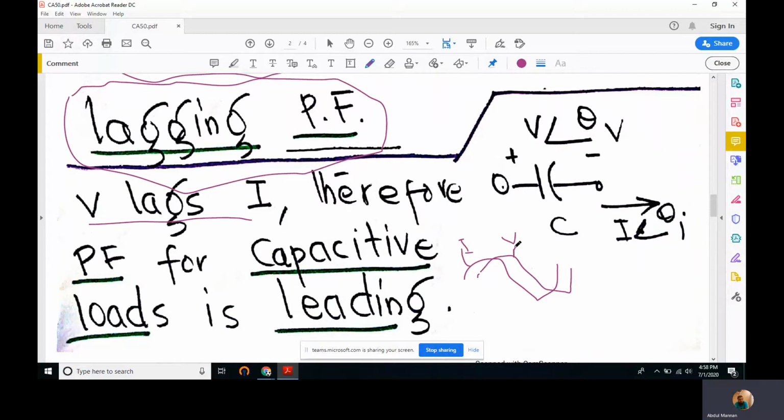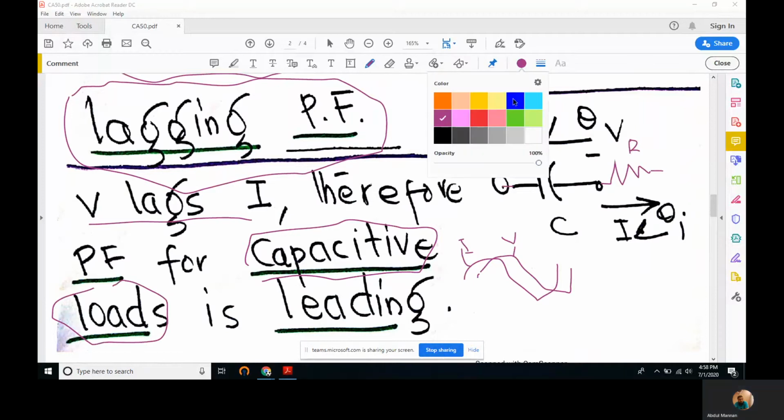So if this is the waveform for voltage, this waveform is for current. So current leads or voltage lags. For capacitive loads, whether it is a pure capacitor or a combination of a resistor and a capacitor, this combination is generally called a capacitive load. For capacitive loads, we have leading power factors, but the value remains between 0 and 1.